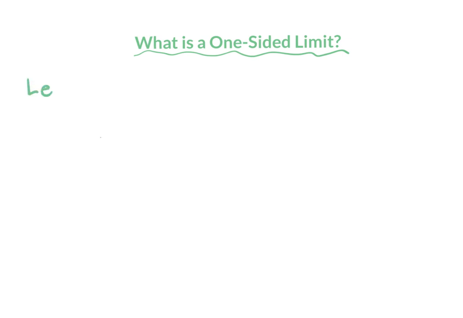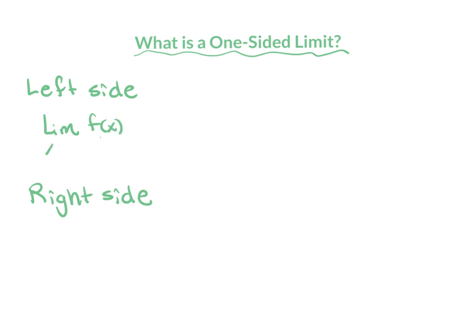So I'm going to look at left side notation versus right side notation. A left-sided limit looks like this. It's the limit of f of x as x approaches a value a from the left. So it's like this little negative sign, kind of showing it's from the left. And then from the right side, you can probably guess what it's going to look like. The limit of f of x as x approaches a value a from the right.